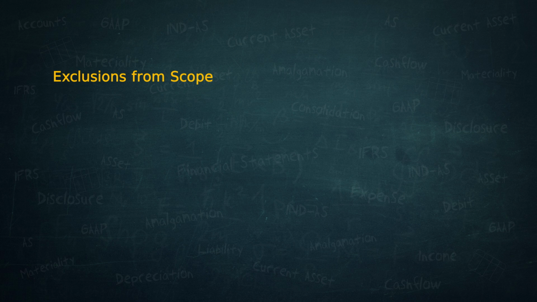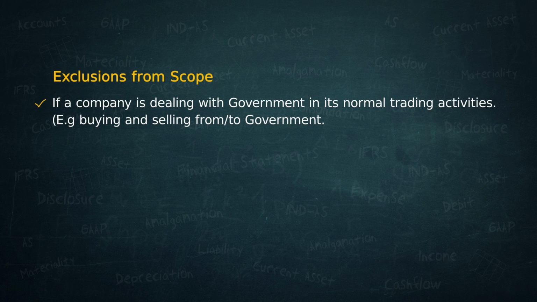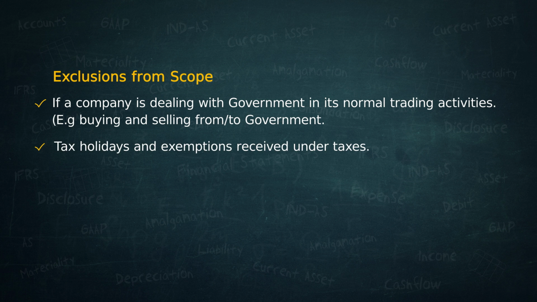So let's understand what is excluded from the scope of the standard. If a company is dealing with the government in its normal trading activities, something like it buys from government or it sells to government, that is not covered within the purview of Accounting Standard 12. Similarly, tax holidays and tax exemptions that a company receives under section 10, section 80, those are also outside the purview of Accounting Standard 12.